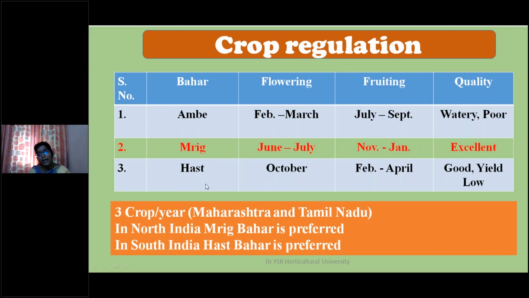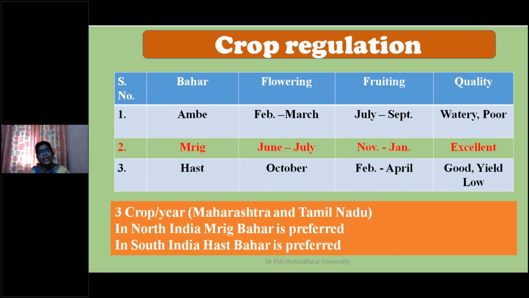Whereas in Hasta Bahar, the flowering is observed in October and fruiting will come in February to April. Here fruit quality is good, but the yields will be poor because of high temperatures during the fruit development. Generally in Maharashtra and Tamil Nadu, the growers take 3 crops per year, whereas in North India, Mid Bahar is preferred, and for South India, it is Hasta Bahar, which will fetch good prices. Based on the market demand, a farmer can choose any one season to get better prices.